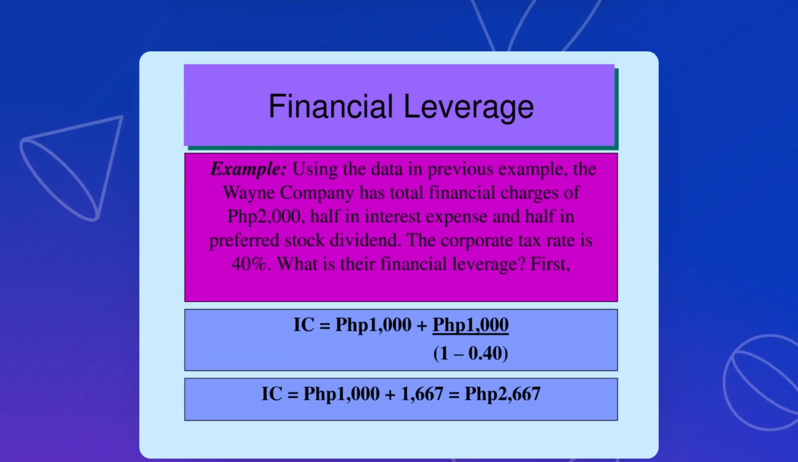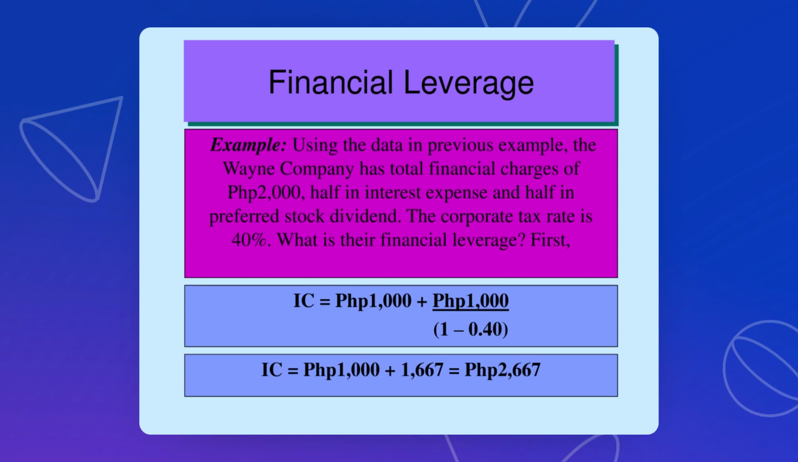Okay. For example, how do we compute your interest charge? Example, using the data in the previous example, the Wayne Company has total finance charges of 2,000, half in interest expense and half in preferred stock dividends. The corporate tax rate is 40%. So what is your financial leverage first? Again, the formula here is interest charge equals 1,000. What is 1,000? Your interest expense. Because of the 2,000, 1,000 is your interest expense while the other is part of your preferred stock dividends.